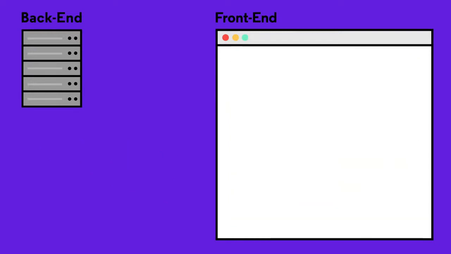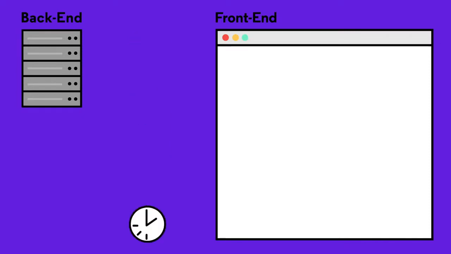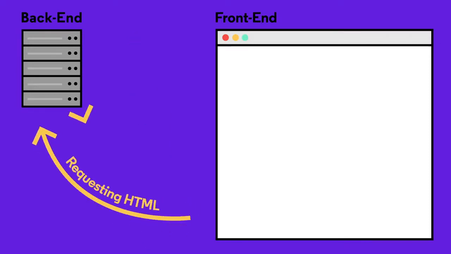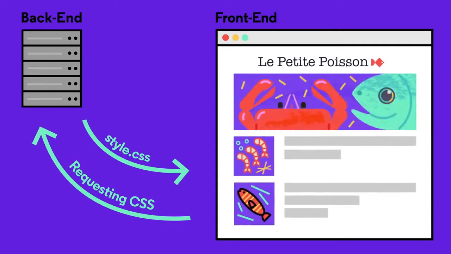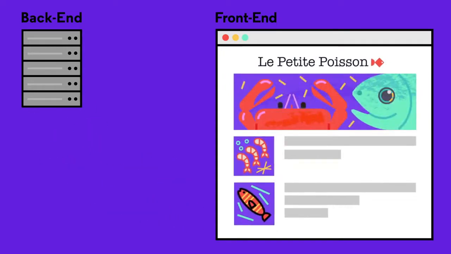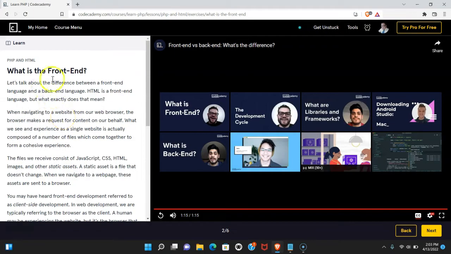Let's say we're building a website for a restaurant. This site contains the restaurant's hours of operations, its menu, and directions to the restaurant. When a user visits this site, the HTML and CSS files for the site will be retrieved from the backend and displayed in the user's browser. What the user can now see, the rendered version of these HTML and CSS files, is the front end of the site.